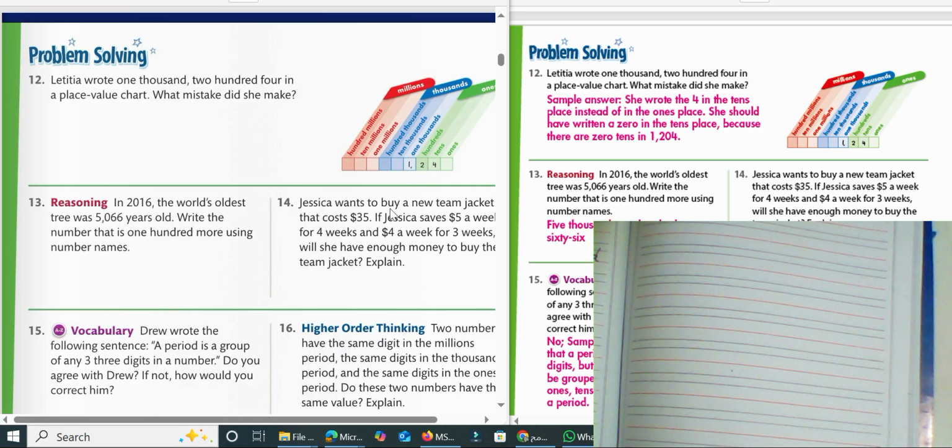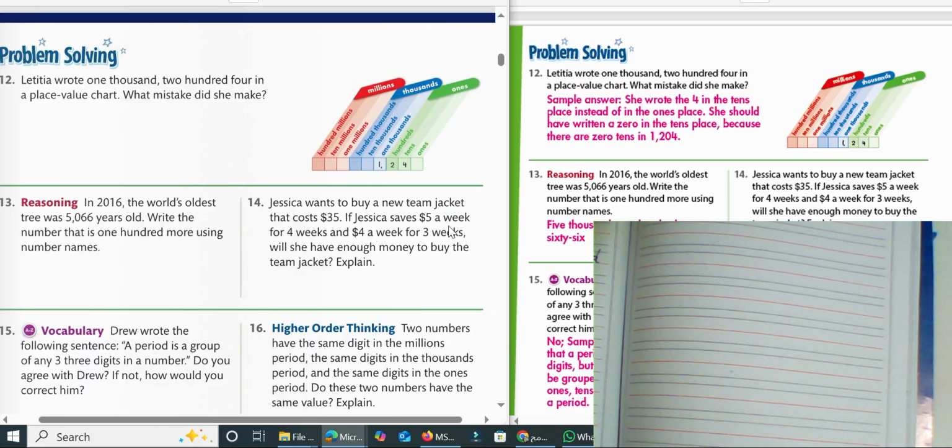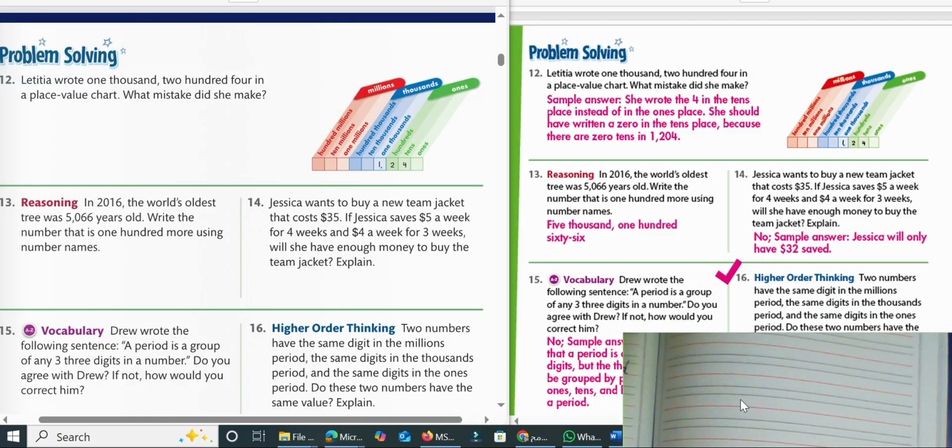Jessica wants to buy a new team jacket that costs $35. Jessica saves $5 a week for 4 weeks and $4 a week for 3 weeks. Will she have enough money to pay for the team jacket? And explain. You can write the answer here.